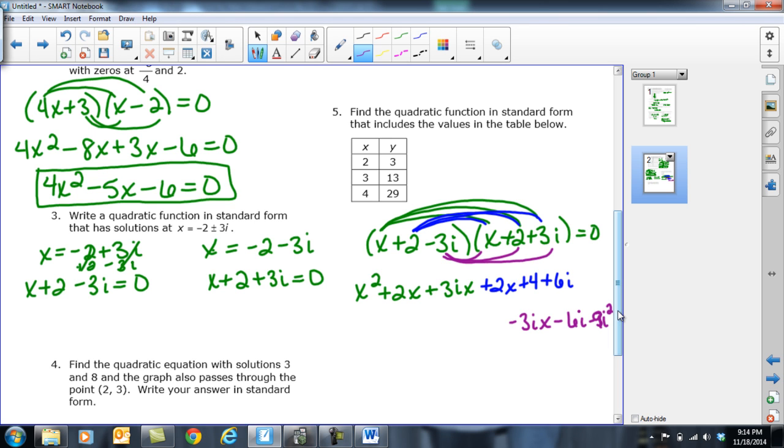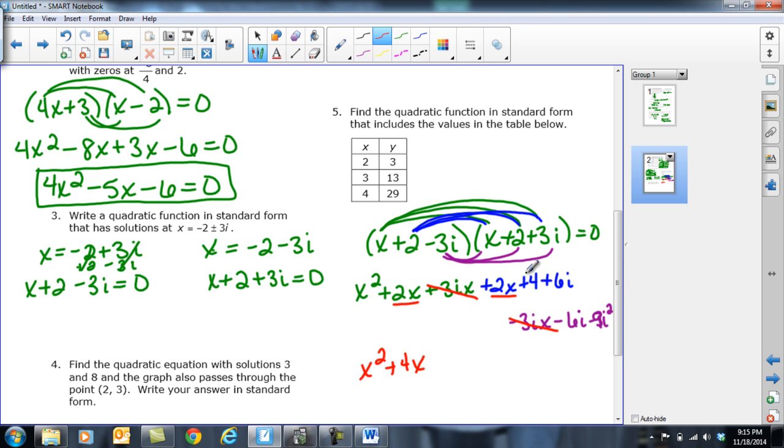So now I can simplify. I'm going to put like terms together. Well, I have this x squared, and there are no other x squareds to combine. So it's going to start with x squared. Then I have these x's. I've got 2x and 2x, and that's it, so I can combine those. 2x plus 2x is 4x. Now 3ix and negative 3ix cancel each other out because they're opposites.